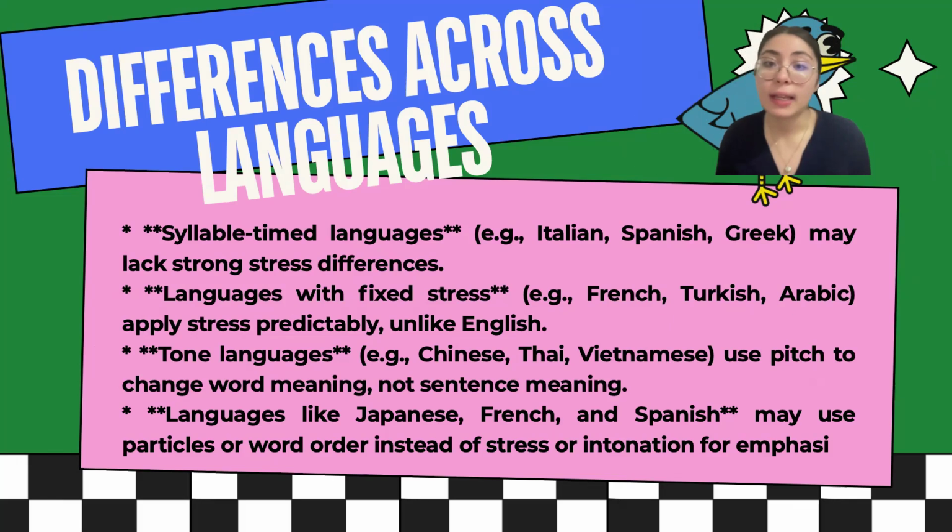Syllable timed languages, for example Italian, Spanish, Greek, may lack strong stress differences, and languages with fixed stress, such as Turkish, French, Arabic, apply stress predictably, unlike English. And tone languages, for example Chinese, Thai, and Vietnamese, use pitch to change word meaning, not sentence meaning. And languages like Japanese, French, and Spanish may use particles or word order instead of stress or intonation for emphasizing.